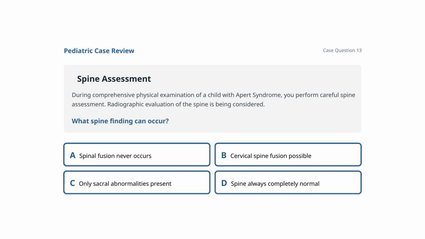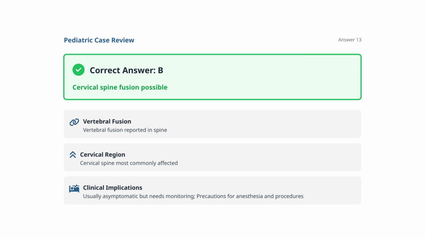Option A, spinal fusion never occurs. Option B, cervical spine fusion possible. Option C, only sacral abnormalities present. Option D, spine always completely normal. The correct answer is B, cervical spine fusion is possible.